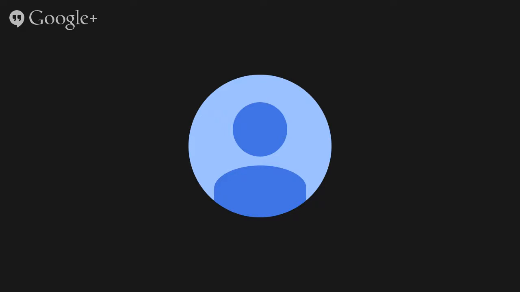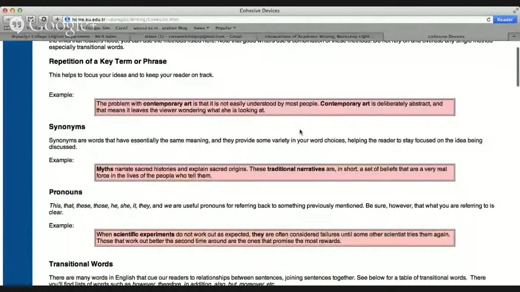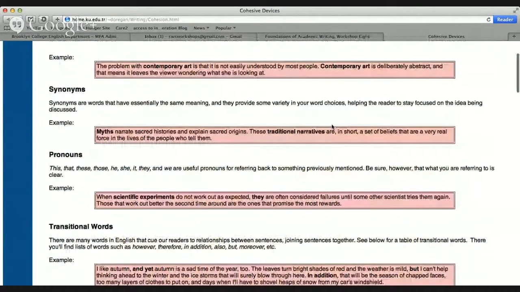So we have the repetition of a key term, contemporary art. Here's twice. We have synonyms, so myths narrate sacred histories and explain sacred origins. These traditional narratives, so traditional narratives is a way of renaming myths.